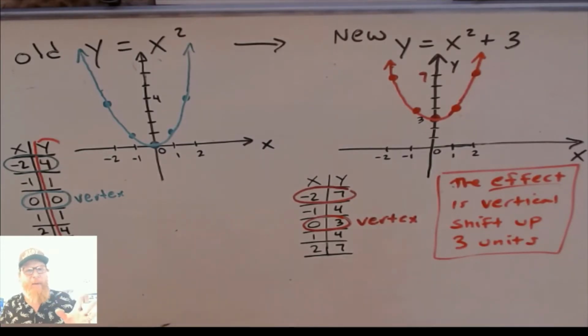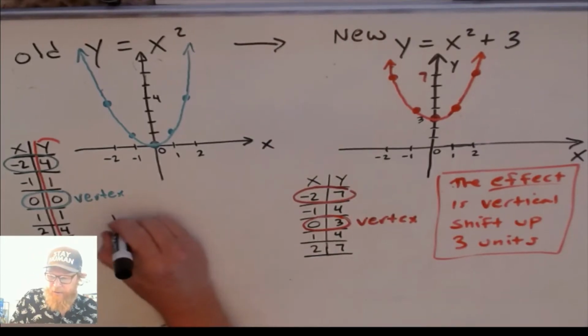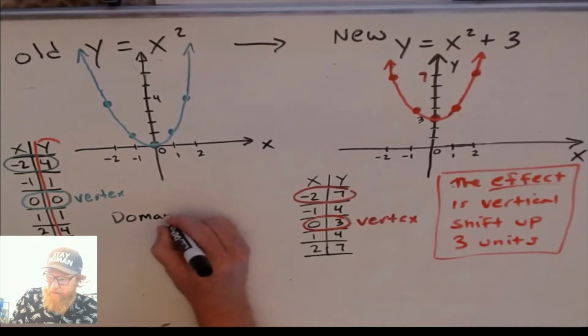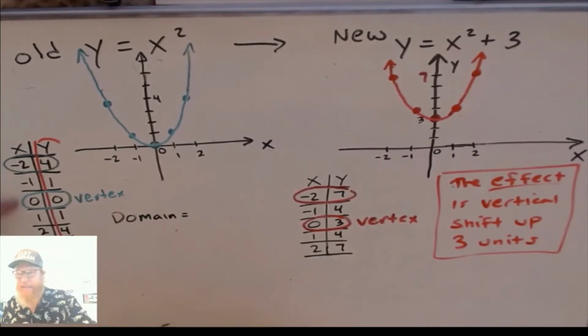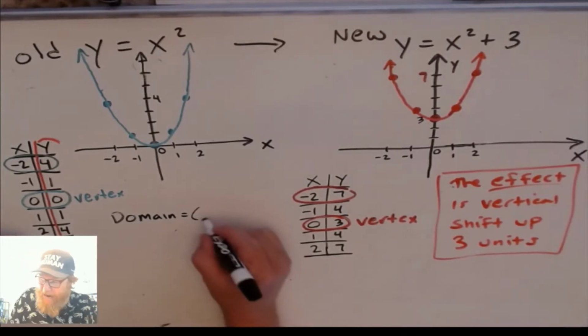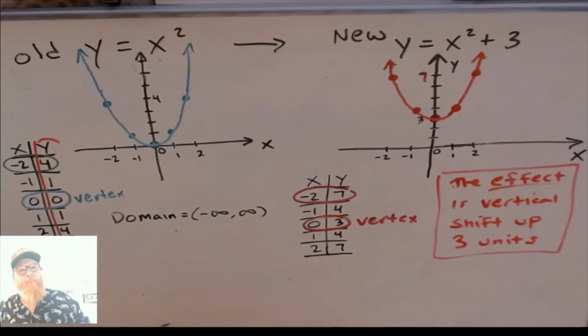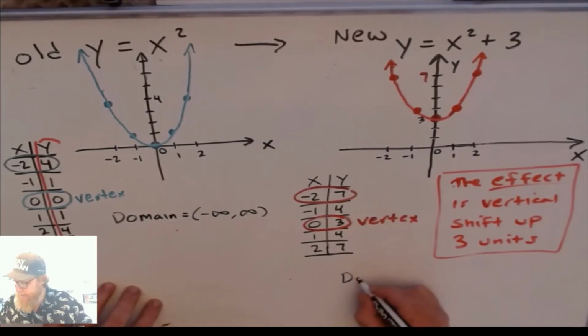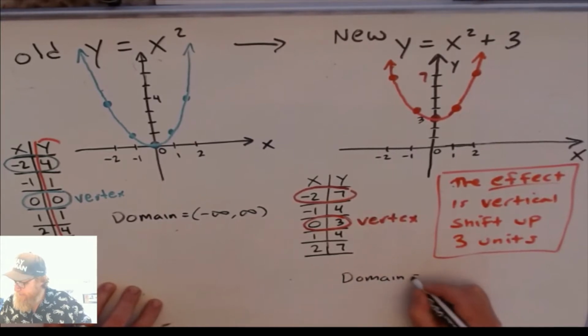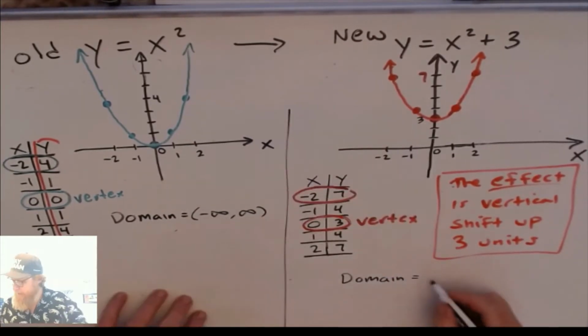One last thing I might want to mention before we move on is the domain and range. One thing you want to keep in mind is this is not the domain. This is a subset of the domain. The domain is actually all real numbers, from -infinity to infinity. And that's the same for both of these. Both of these graphs have the same domain.